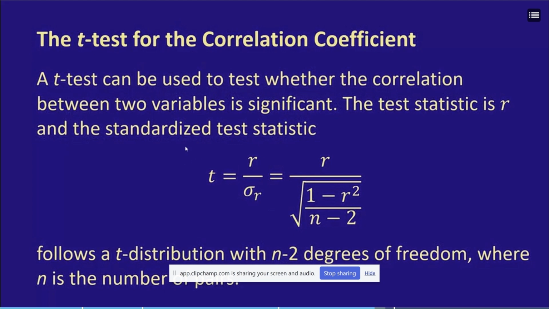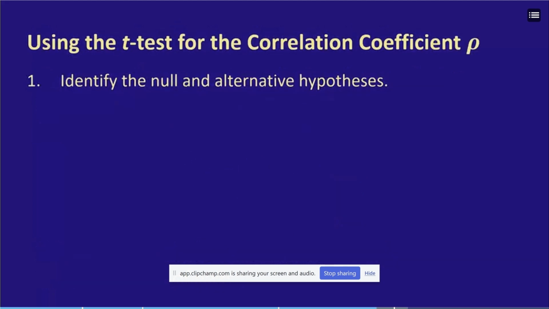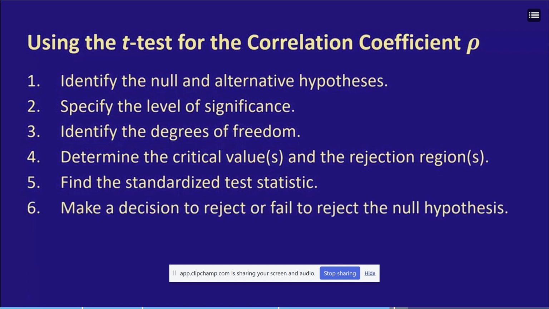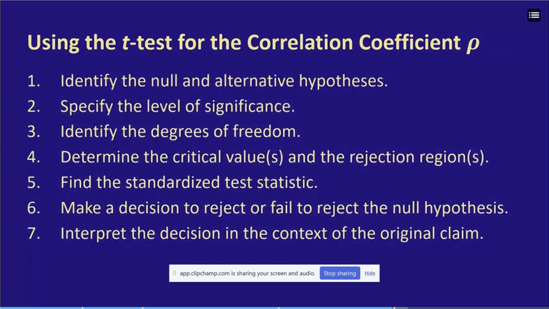the number of pairs. Now let's take a look at the steps involved in using the t-test for the correlation coefficient rho. Third is to specify the level of significance and the degrees of freedom. Fourth, determine the critical value or values and the rejection region or regions. Fifth, we'll use the data to find the standardized test statistic. Sixth, we'll make a decision to reject or fail to reject the null hypothesis. And finally, seventh, we'll interpret the decision in the context of the original claim. Now let's take a look at an example.